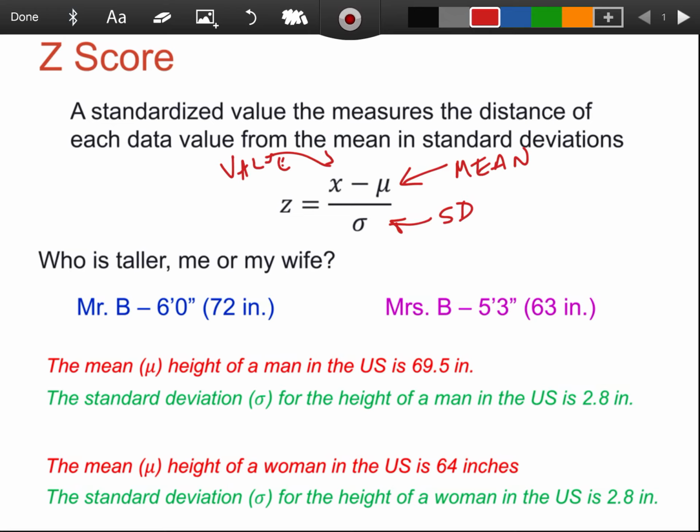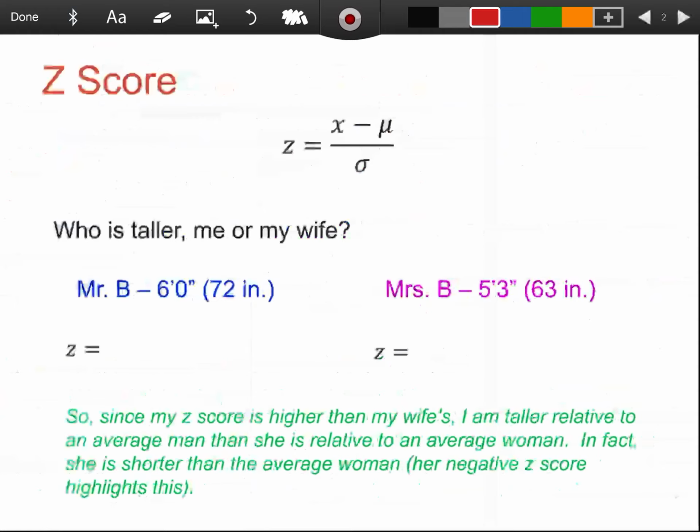So you can see on the screen that the mean height of a man in the US is 69.5 inches and the standard deviation is 2.8. That has been measured, and those are actual values. The average height of a woman is 64 inches and their standard deviation is also 2.8. All right, so I want to figure out what the Z-scores are for both me and my wife. I want to figure out my Z-score first.